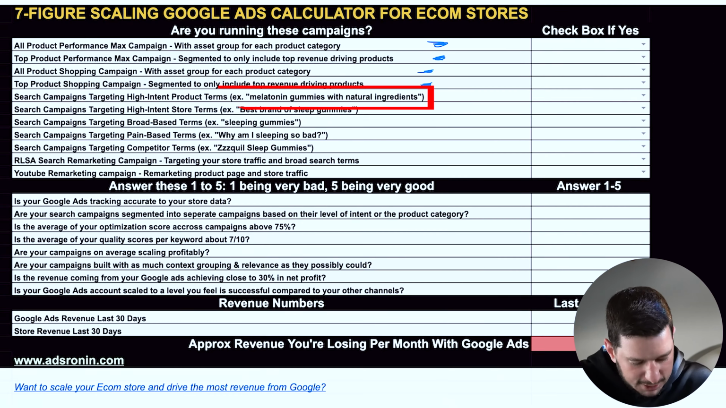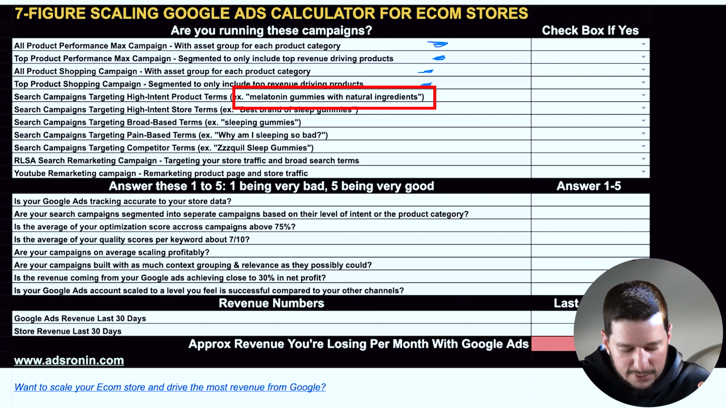So the first is going to be a search campaign targeting high intent product terms. So these are going to be terms based off your products that are people looking for that type of product, that are in the market for it but don't know exactly about your specific product. Maybe your product follows along with the main market product. You have something unique and it's I guess symptom based or need based. But a lot of the times these are going to be terms that are people searching for something very, very similar to your product. Longer tail, we have the example in here, melatonin gummies with natural ingredients.